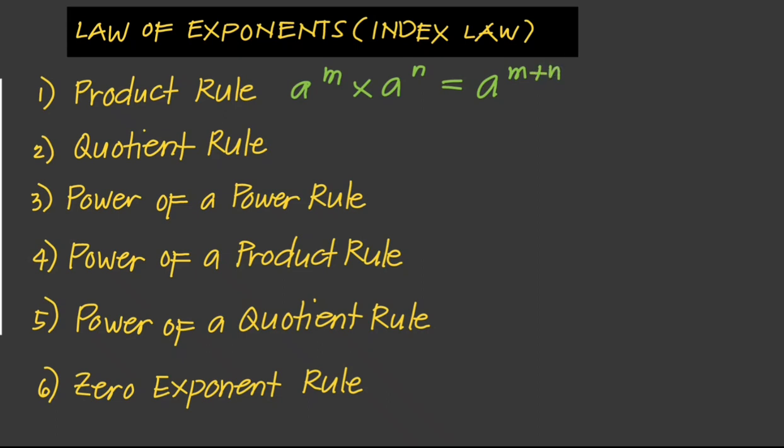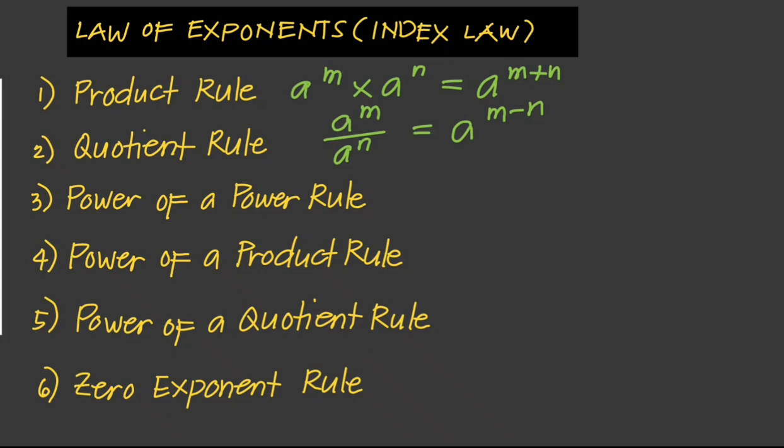So when we multiply powers with the same base, we just have to add their powers or their exponents. Then the quotient rule: dividing powers with the same base, so say a to the m over a to the n, then we just have to subtract their exponents. So that would be a to the power m minus n.